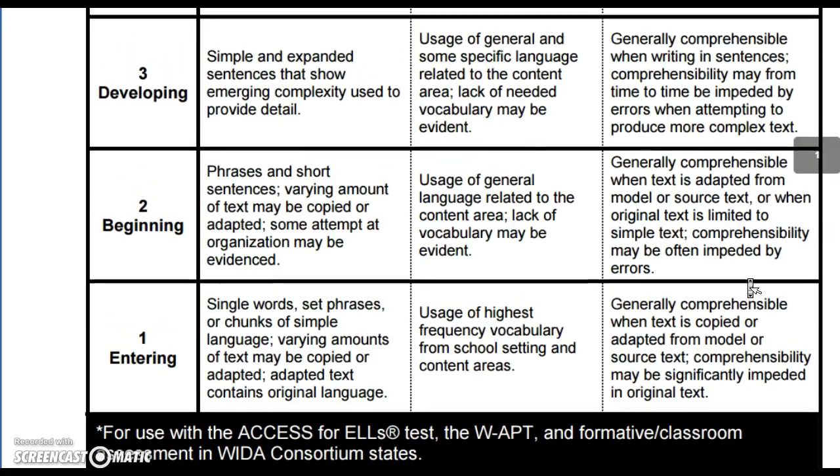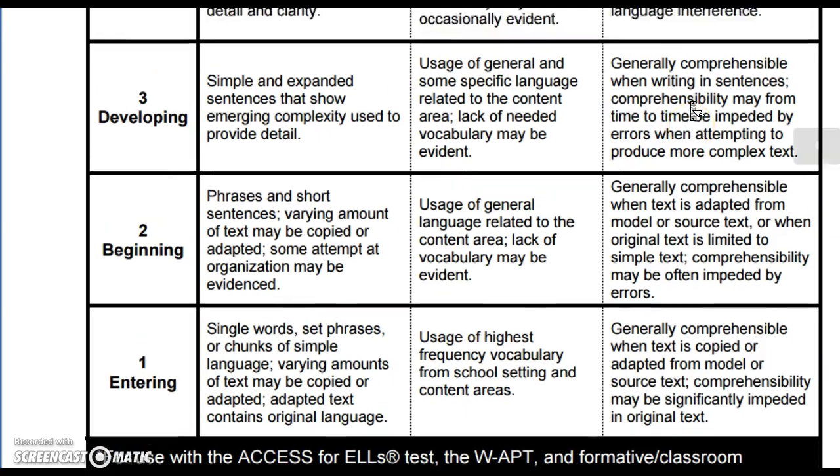At level 2, when students are writing phrases and short sentences, some of which is adapted, they're generally comprehensible. However, beyond that, there are many errors, and it may be difficult to understand what they're trying to say when they're writing. At level 3, students are generally comprehensible when they're writing in simple and expanded sentences. However, at times, their errors affect their comprehensibility when they're trying to produce something more complex.